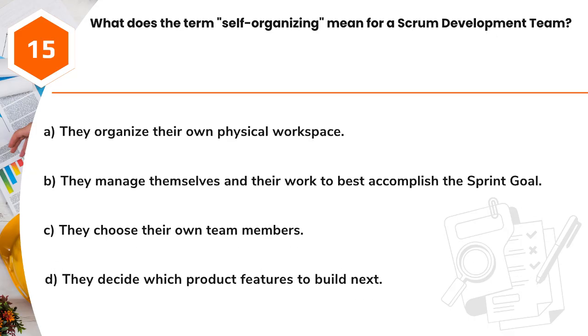Question 15. What does the term self-organizing mean for a Scrum development team? A. They organize their own physical workspace. B. They manage themselves and their work to best accomplish the sprint goal. C. They choose their own team members. D. They decide which product features to build next.